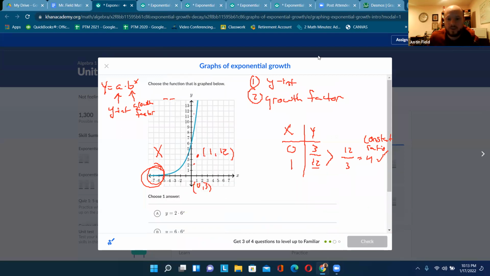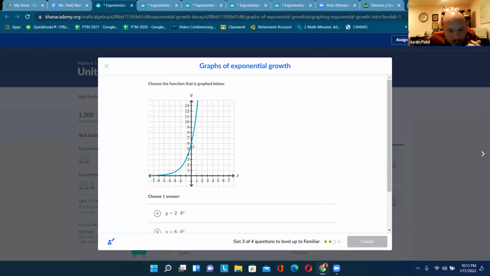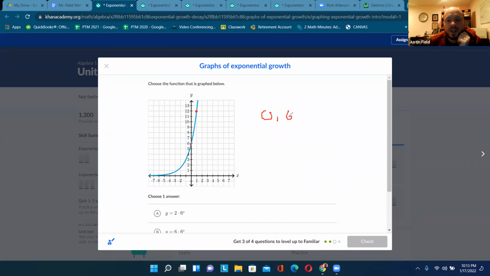Next question. All right, let's do one more like that. So we see that the y-intercept is 6 right here. And what is the growth factor? Let's see. So if we go over to 1, and then it goes to 12. So 0, 6 is my y-intercept. Also goes to, oh, I see the growth factor. If you divide this 12 over 6, it's 2. So we want the function 6 times 2 to the x. All right, so 6 times 2 to the x. Where is it?